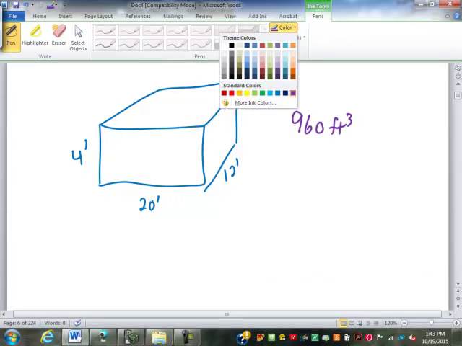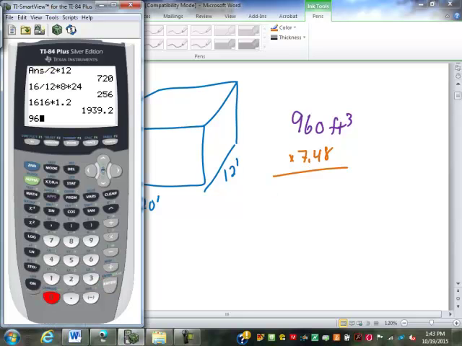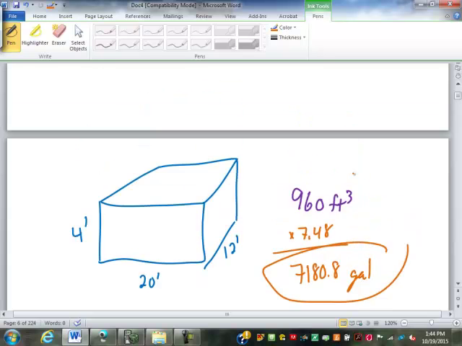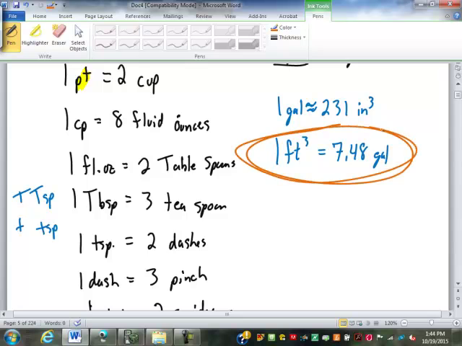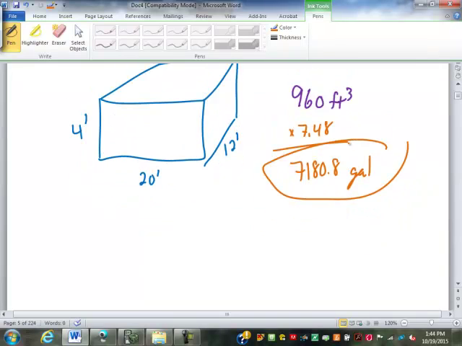So you got 960 cubic feet times 7.48 gallons per cubic foot gives us what? Where did you get 7.4? That's how many gallons are in a cubic foot. So 71,000 from right here. Okay. So yeah, just under 7,200 gallons in that pool.